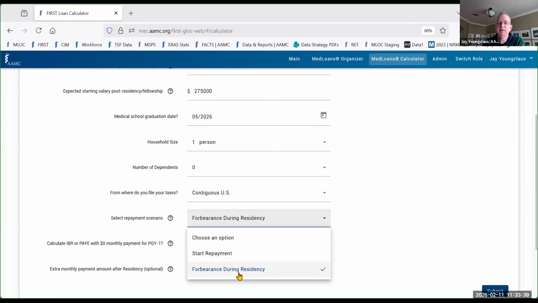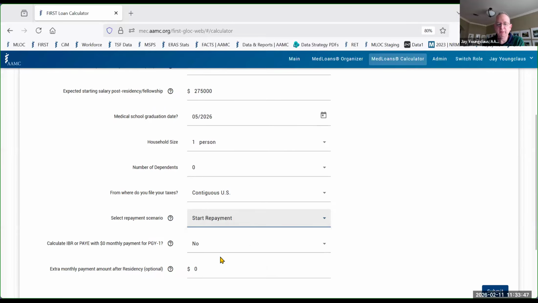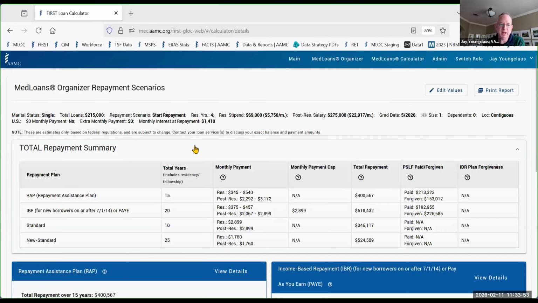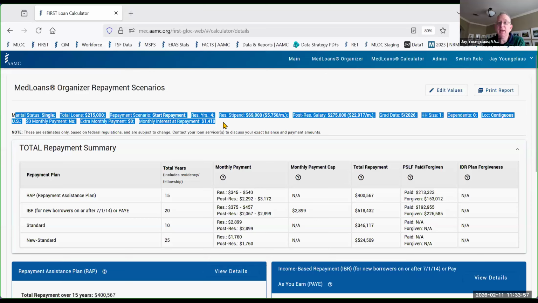You can either do forbearance. That means that interest would accrue, which might seem crazy, but could be a good scenario for some borrowers. But most often, people are going to select start repayment. These are some optional features I'll talk about later. You submit, and then first off, you'll see your summary information.